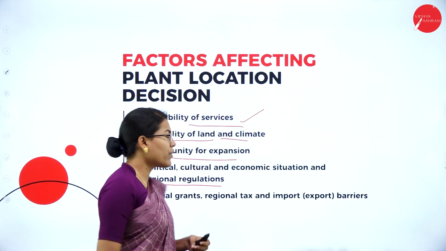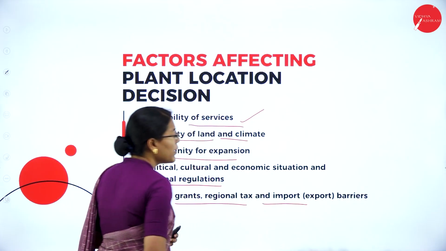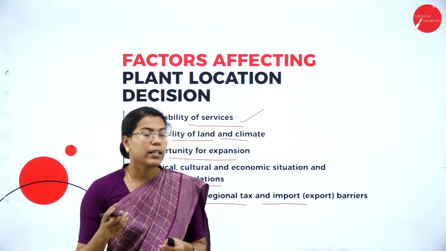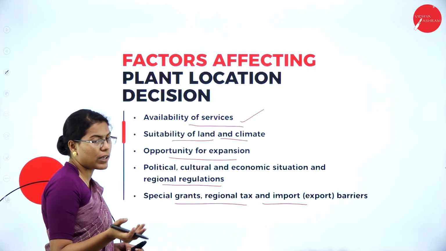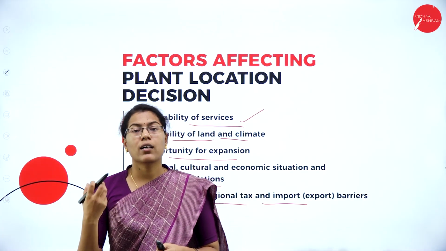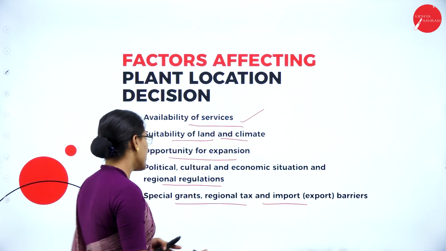Next we have special grants, regional tax and import barriers. Here the company, while selecting a plant location, has to look for special grants if there are any. Say, for example, the central government or the local authorities provide subsidies if you set up your factory in SEZ zones.